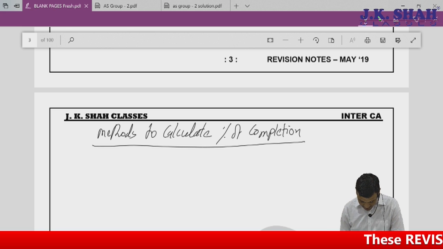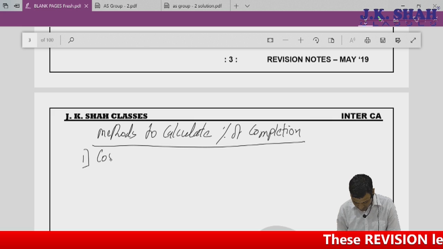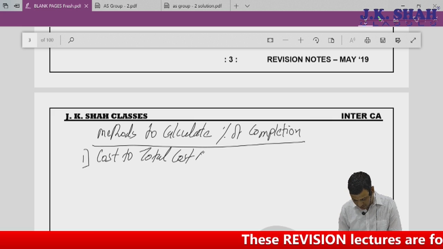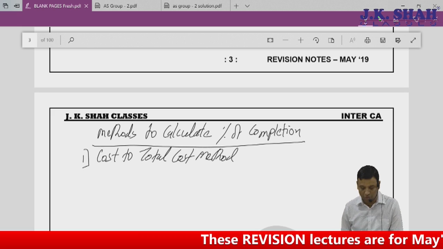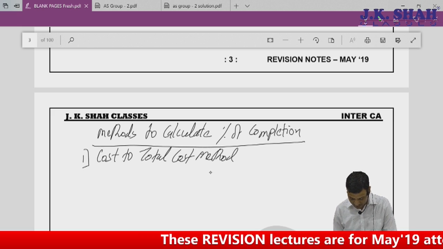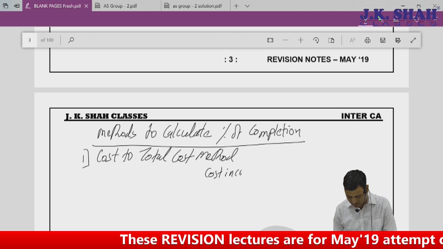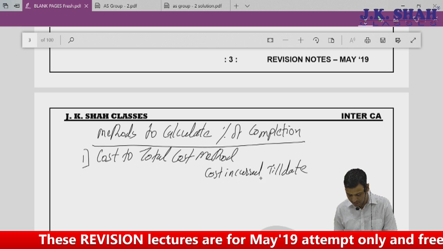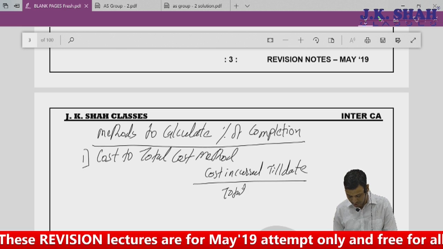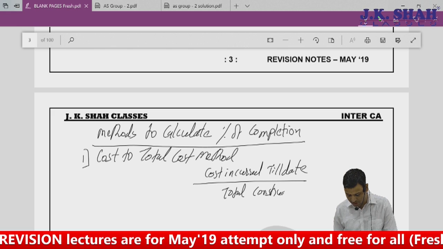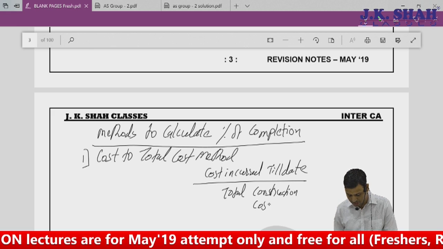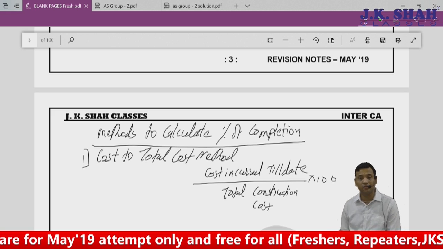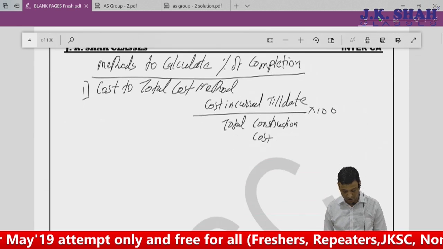The first is the cost to total cost method, that is nothing but cost incurred till date divided by total construction cost into 100. This is the percentage completed, that is, how much work has been completed. This is the cost to total cost method.